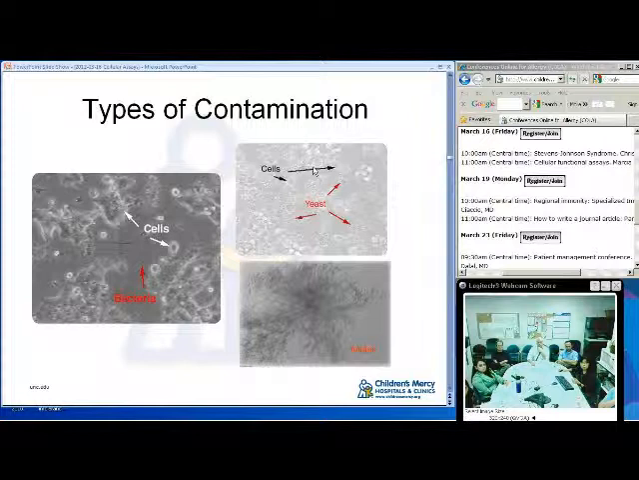If you have yeast contamination, you can actually see the yeast, and they're going to look different than the cell. So here's a normal cell, and here's yeast. Often when you open up your tissue culture flask, you can really smell the yeast, so that's a pretty good indication you've got yeast contamination. And then if you have fungal contamination, you can see that quite clearly as well.